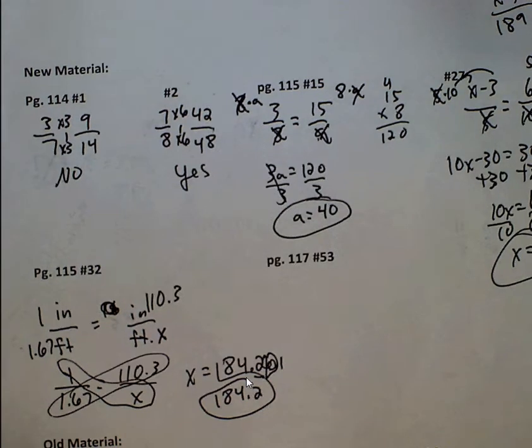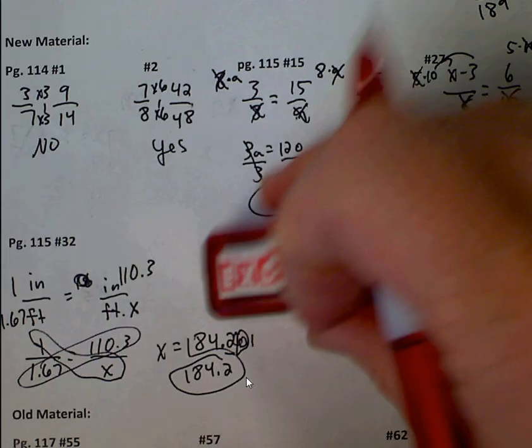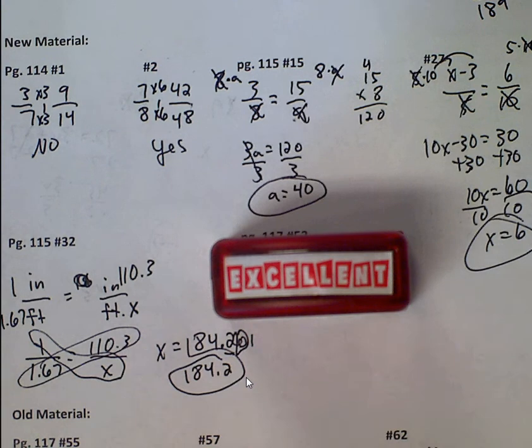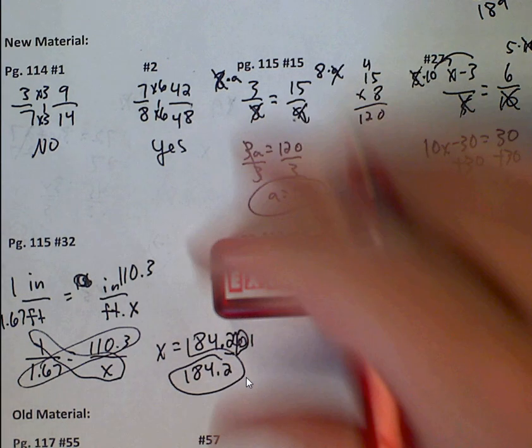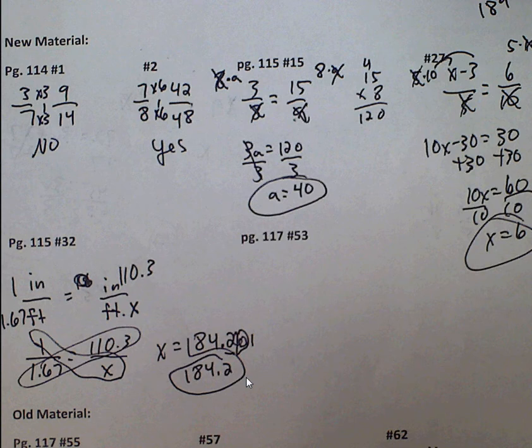Page 117. Go ahead and try to set up the word problem first. Try to set up the proportion. Number 53 on page 117.